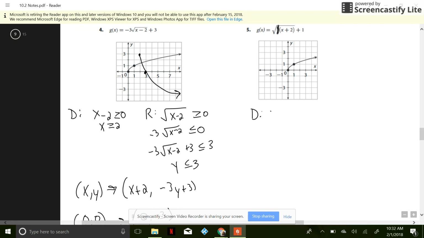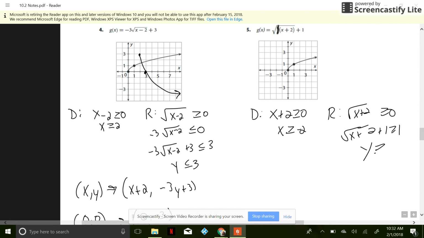Our domain, again, we set what's under the square root greater than or equal to 0, which means that x is greater than or equal to -2. For our range, we take the square root and set it greater than or equal to 0. There's no multiplying going on here, so we'll just have to add 1 to both sides. And now the left side of our equation matches our original function, so we replace it with y. So our range will be y is greater than or equal to 1.